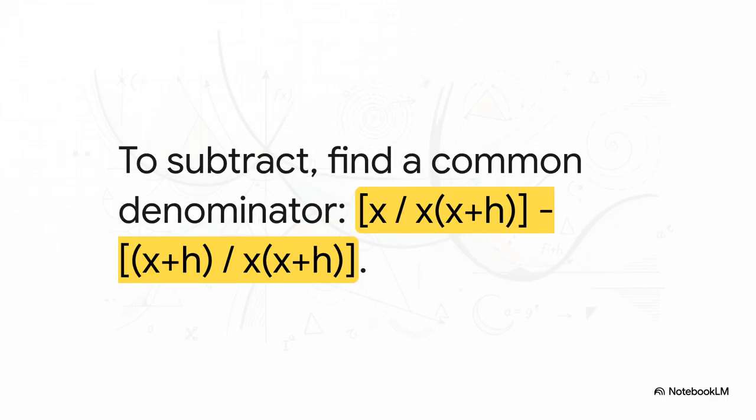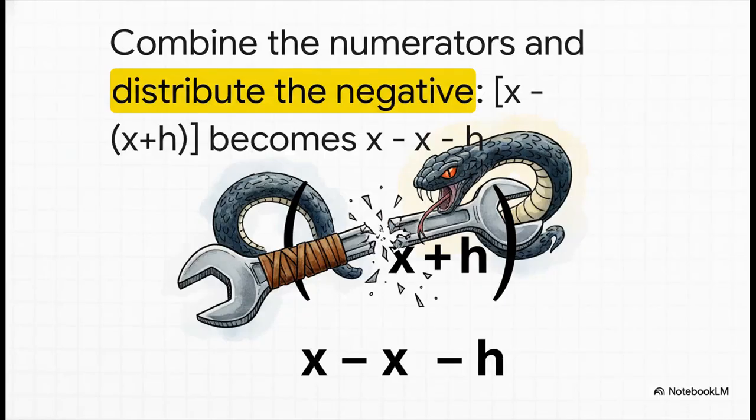To subtract fractions, what do we need? A common denominator. The easiest way to get one here is just to multiply the two denominators together. So our common denominator is x times (x + h). This slide just shows how we adjust each fraction to get that same base. Great. Now we can combine the numerators over that single denominator.